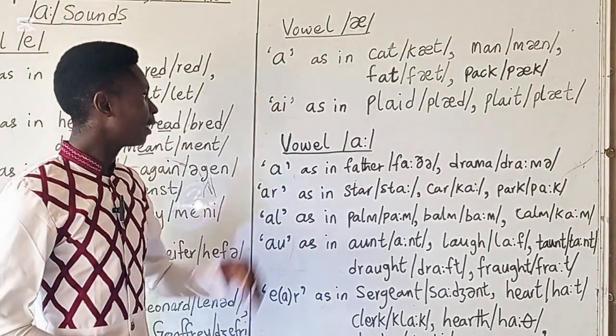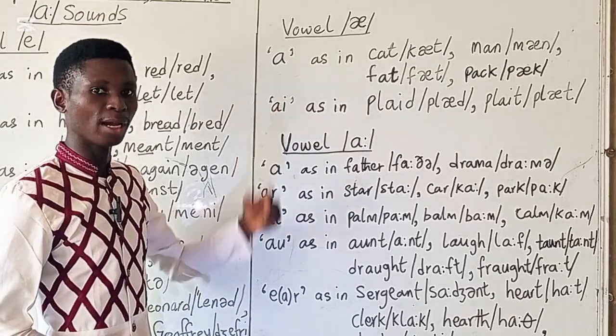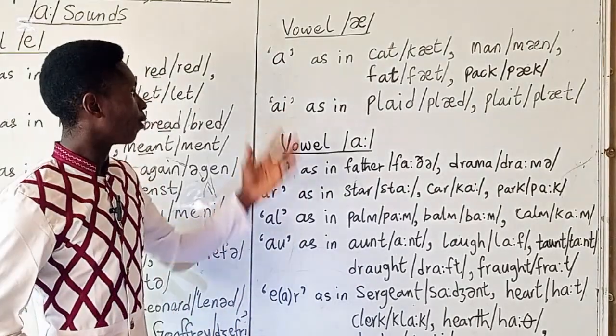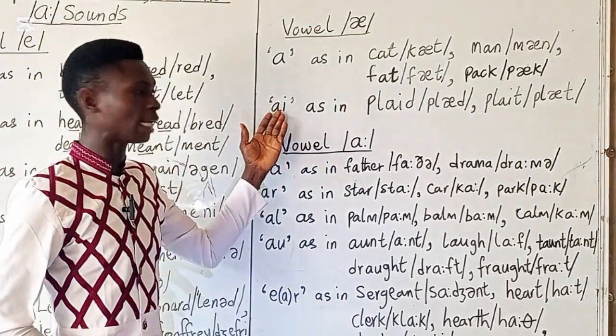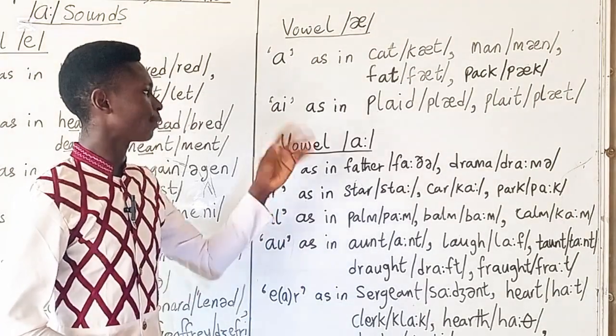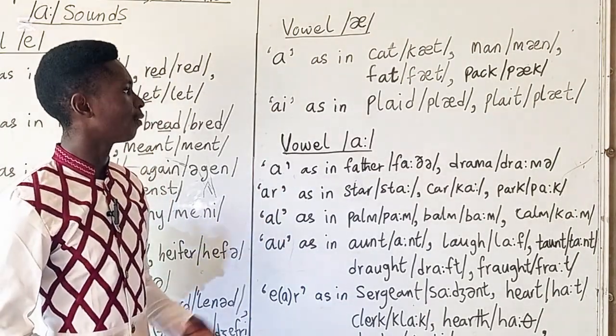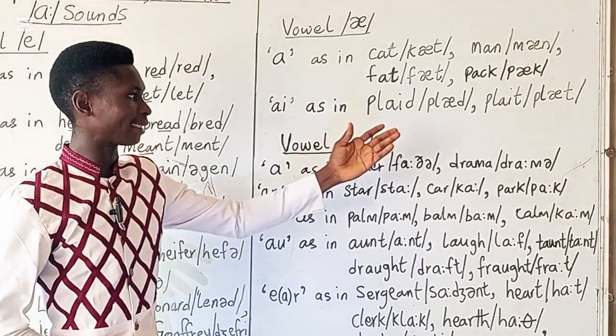Also, looking at the next grapheme, we have AI. So the sound R is realized in place of AI in these words. For example, we have flat and flat.